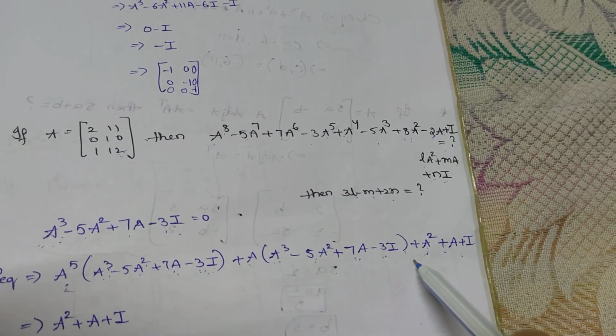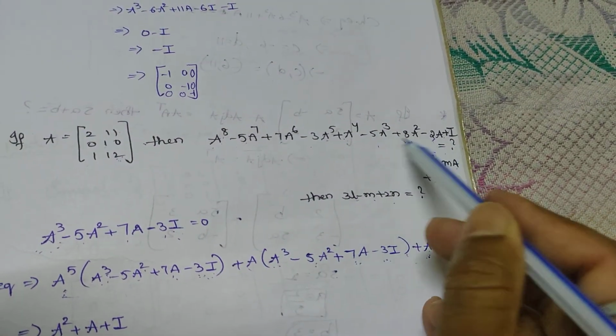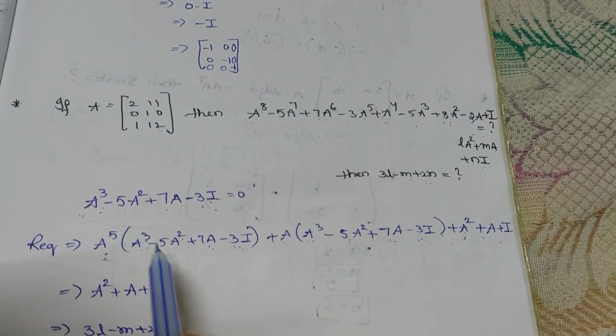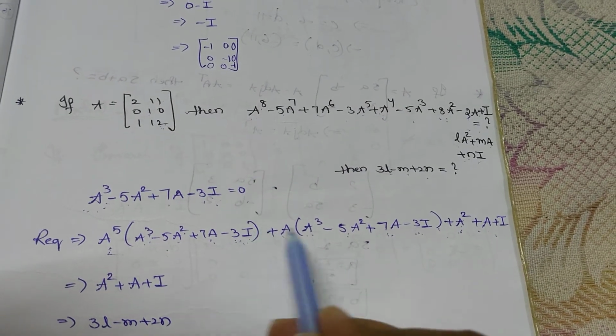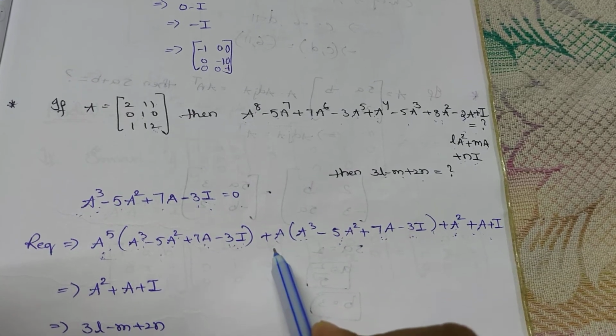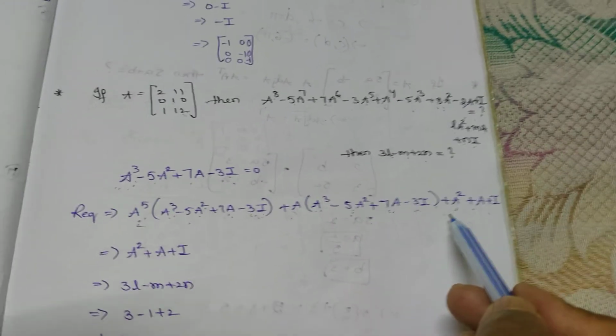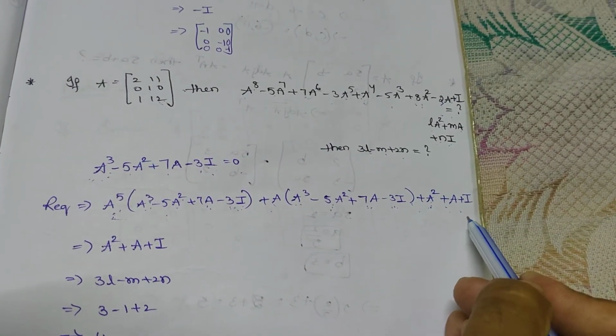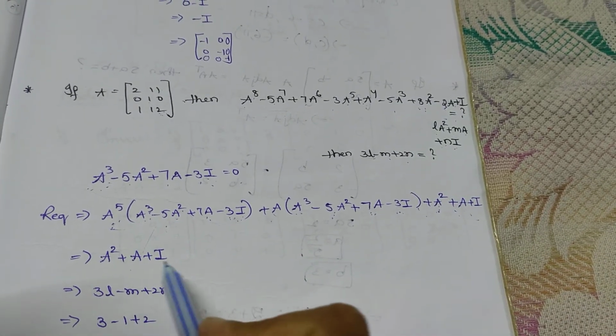Then this total expression is equal to this expression. Now this one, anyhow, is 0. So 0 into any matrix is the 0 matrix. So what is left over for this one? A square plus A plus I only. So this total expression becomes A square plus A plus I.